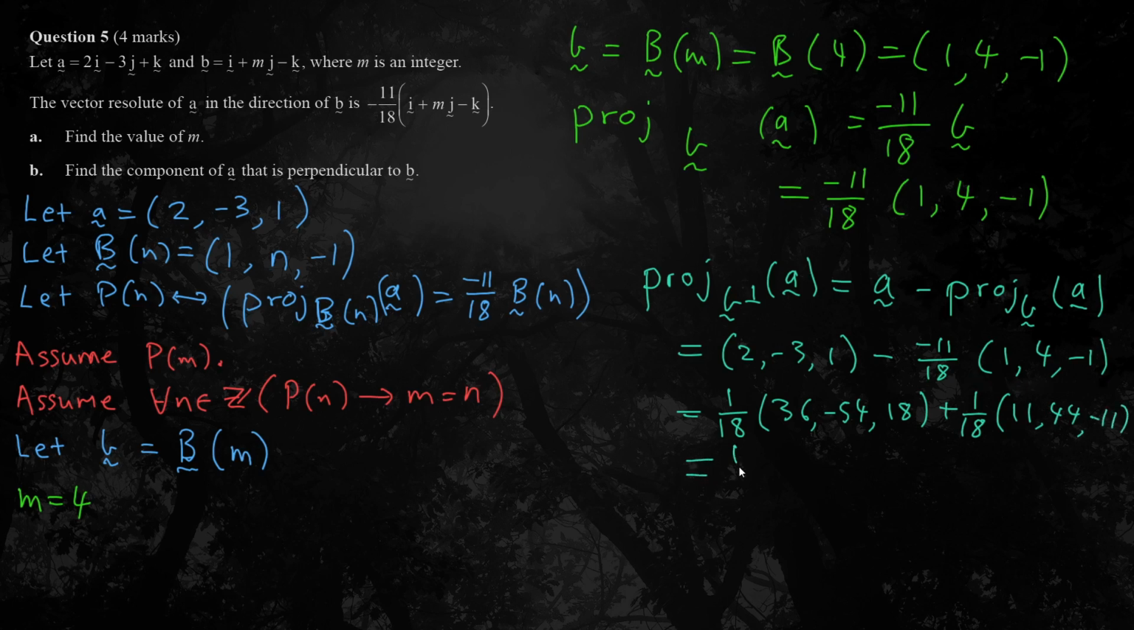So now we can bring the 1 over 18 out the front. 36 plus 11, that's 47. -54 plus 44, that's -10. And 18 minus 11 is 7. And so there you have it. We found the projection onto B perp of the vector A.